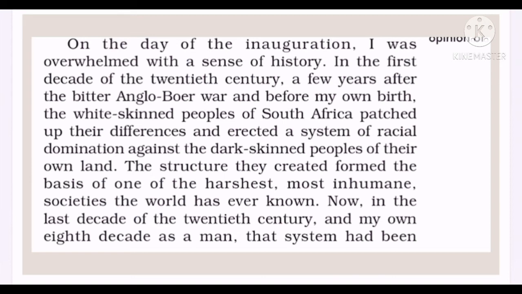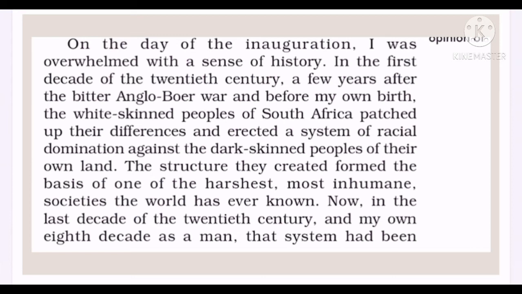The white-skinned peoples of South Africa patched up their differences and erected, meaning built, a system of racial domination against the dark-skinned people of their own land. According to that system, the white-skinned people created differences between the people on the basis of color, and they built the apartheid system on the basis of racial domination in his own land. The structure they created formed the basis of one of the harshest and most inhumane, meaning cruel, societies the world has ever known. The apartheid system they erected was the harshest and most cruel society the world has ever known.